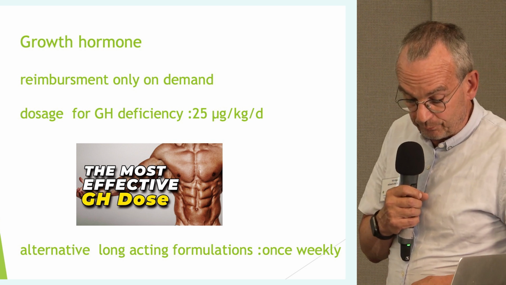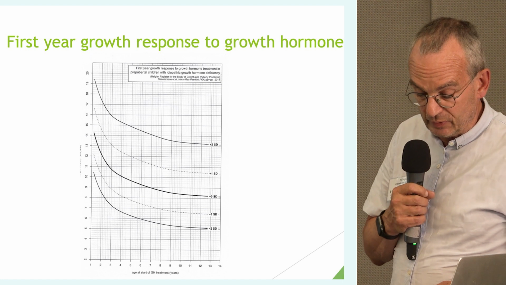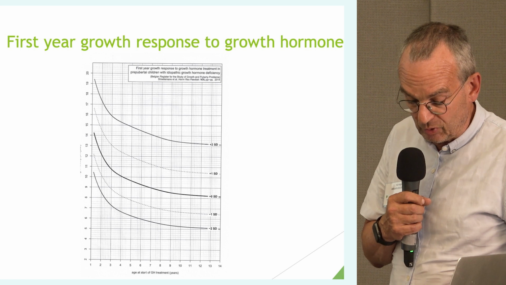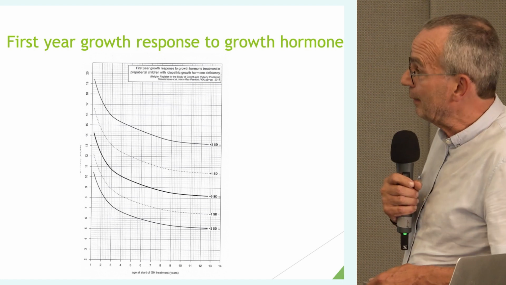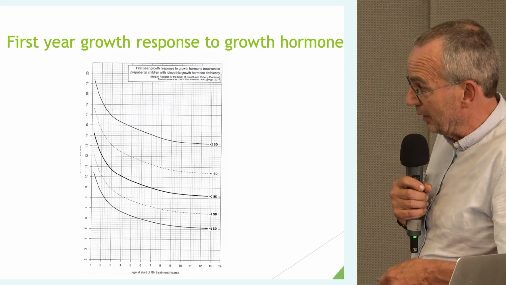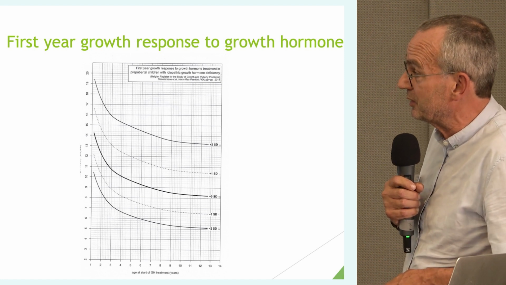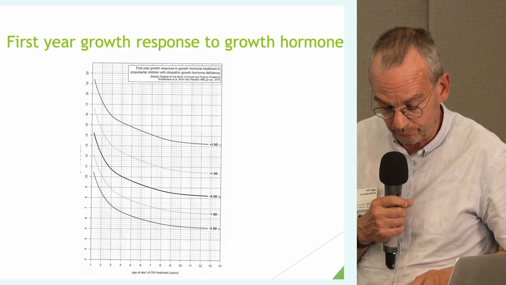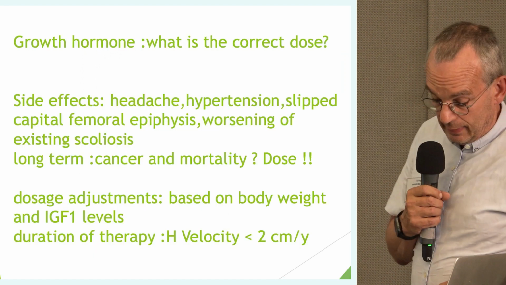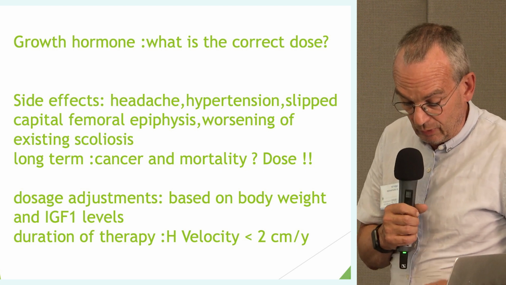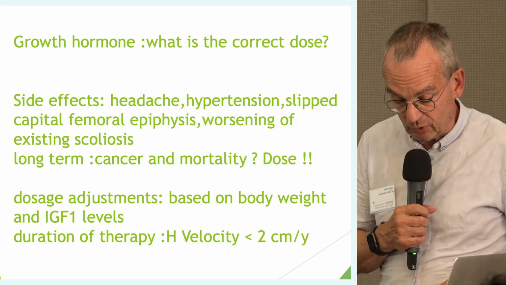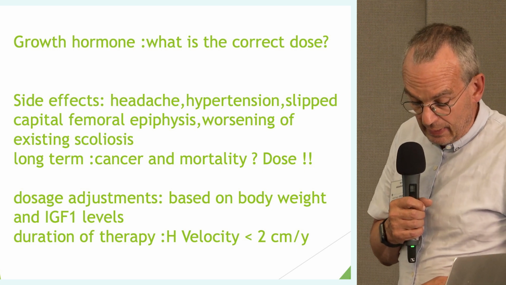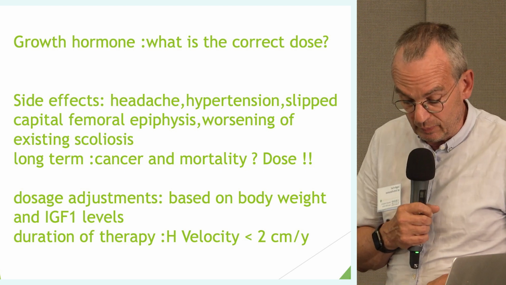What can we expect? All data of all patients treated in Belgium with growth hormone are put into a registry, and from those data, the first-year response was calculated. We have good and bad responders, as you can see, but again, the younger the patient we can start with treatment, the higher the gain in height we can expect. As mentioned before, for the indication of GH deficiency, we start with a dose of 25 micrograms per kilogram per day. Side effects remain rare and are mostly seen at the start of treatment.